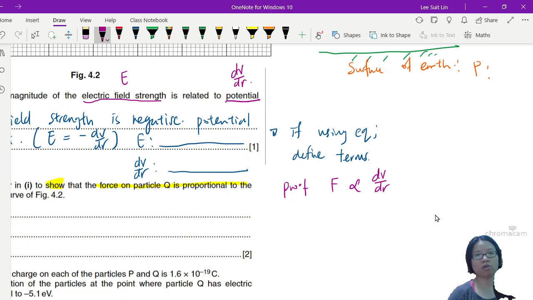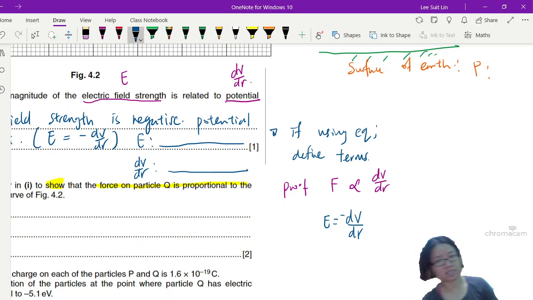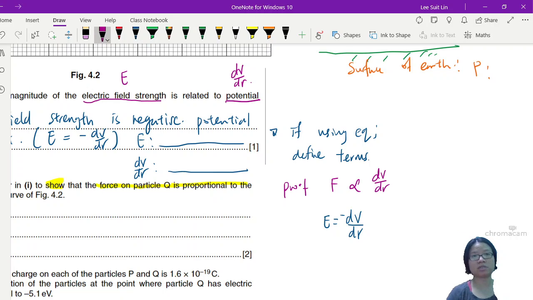So we're going to start off with what we already know. So part 1 normally is like a hint. You know E is negative dV dr, so we can start from here. Okay? So we'll start from E is equal to negative dV dr. And we try to figure out what can be done so that we can actually come up with force inside this equation. So the first thing I'll do is I'll multiply both sides by Q.